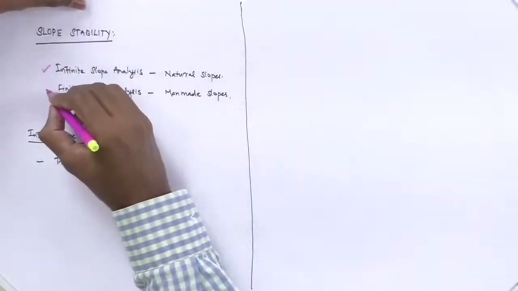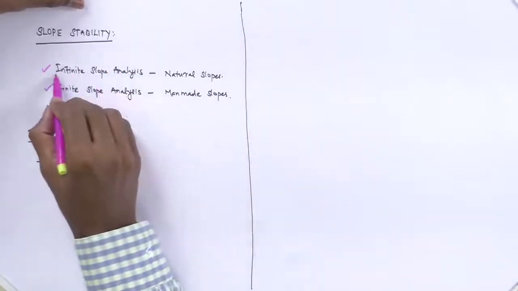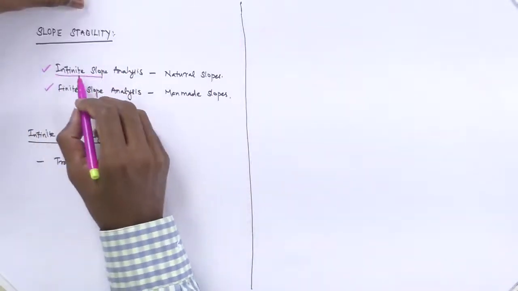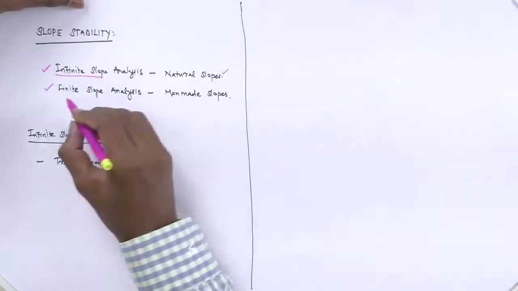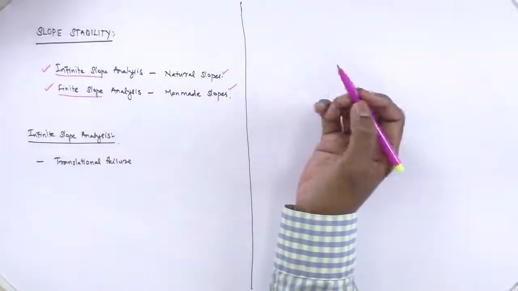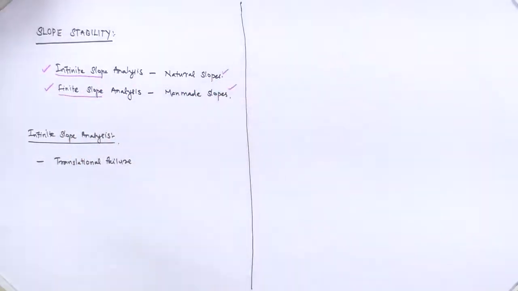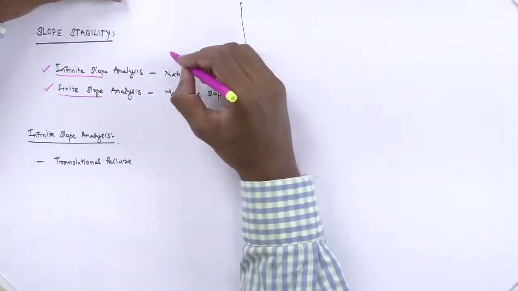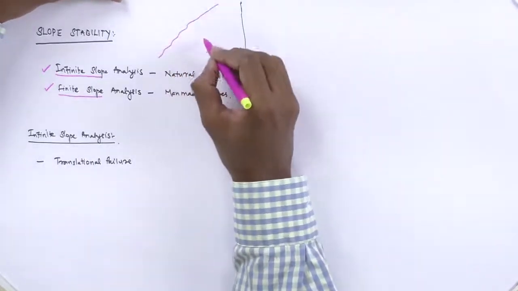So we can split slope stability into two major topics. One is infinite slope and the other is finite slope. Infinite slopes are nothing but natural slopes. Finite slopes are nothing but man-made slopes. So what are natural slopes? What are man-made slopes?